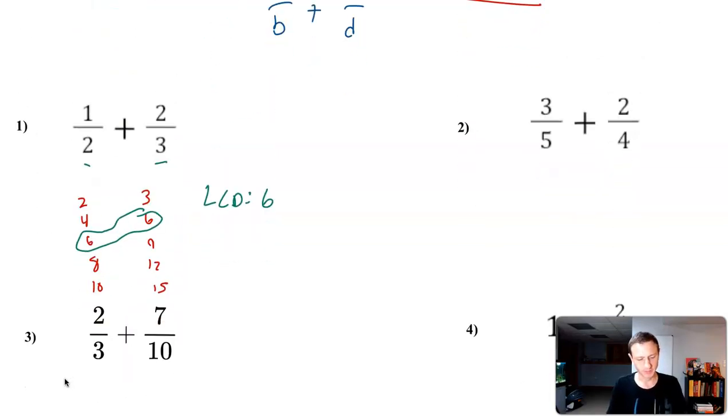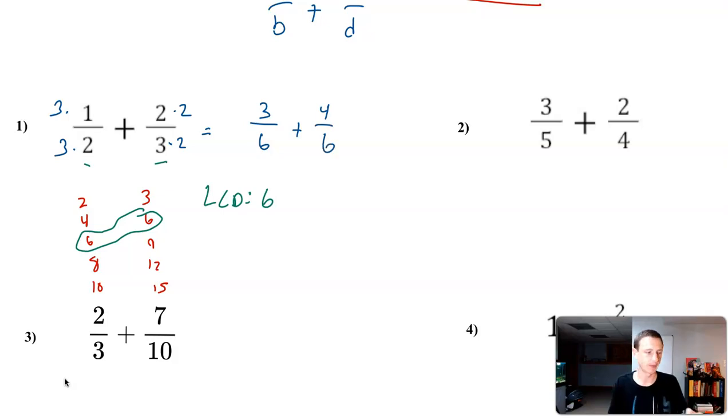So let's make our denominators both 6. Our least common denominator is 6, meaning I want to make both denominators 6. I am going to multiply this 2 by 3 to make that 6. Whatever I do to the bottom of a fraction, I do to the top. What do I have to multiply 3 by to make it 6? I have to multiply by 2. Whatever I do to the bottom, I do to the top. So our new fractions are going to be 3 over 6 plus 4 over 6.